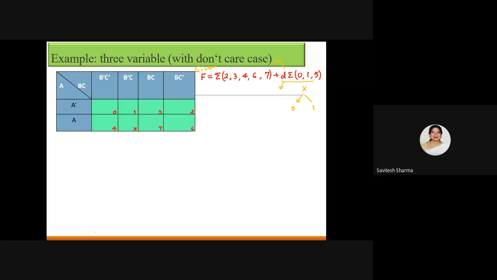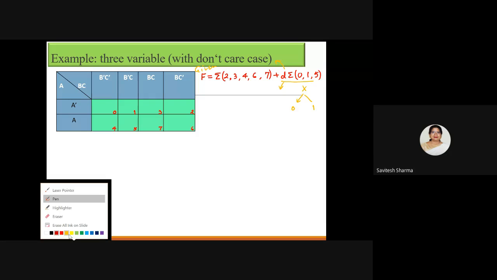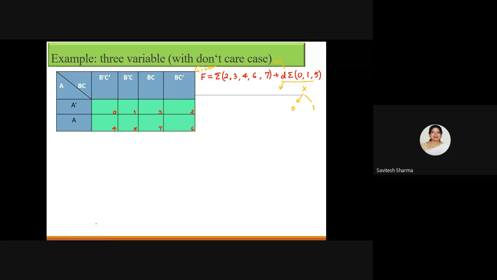So I am solving it fast. How much time is left? Time is completed. Okay, I am just doing this fast. I will do the explanation tomorrow. You just see how I am mapping, and then I will leave.